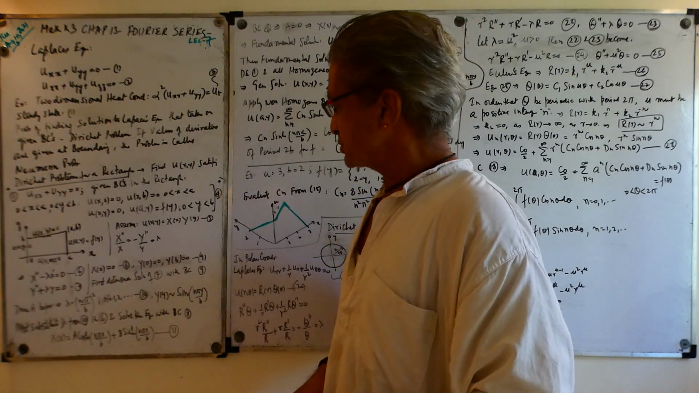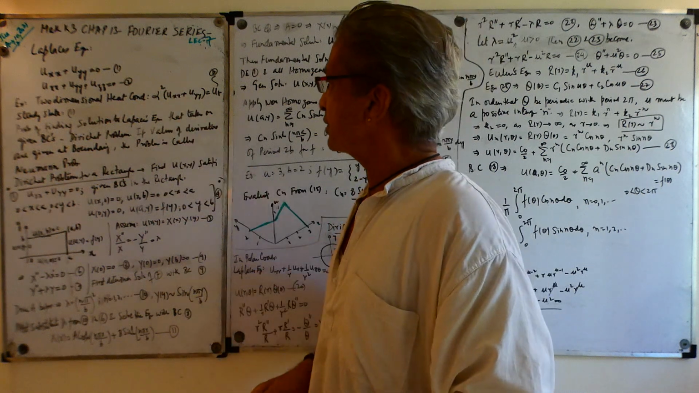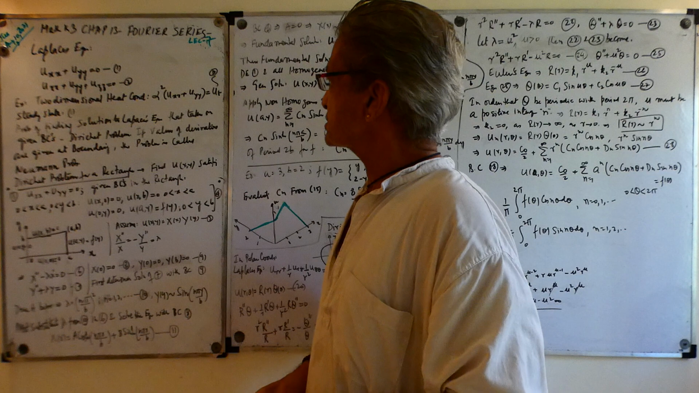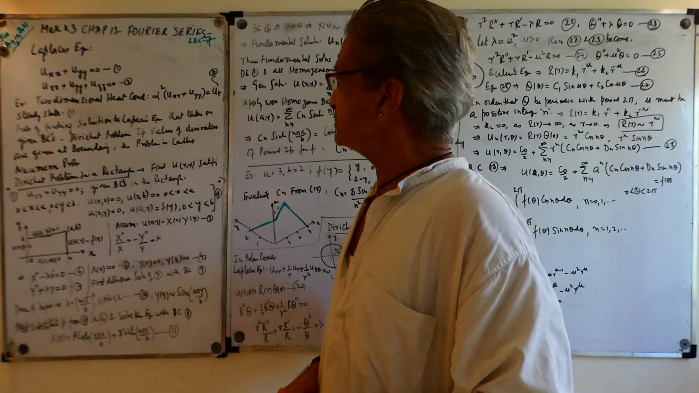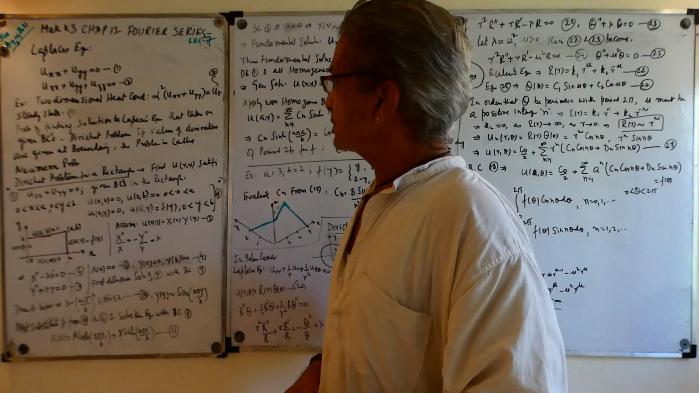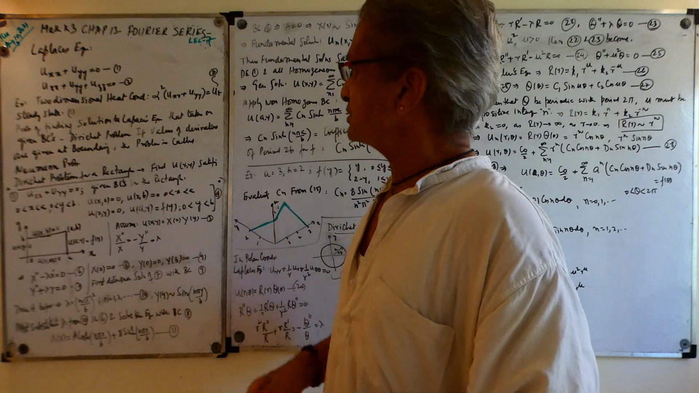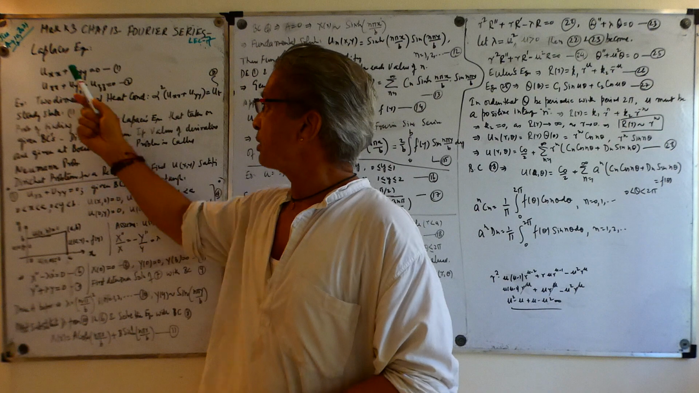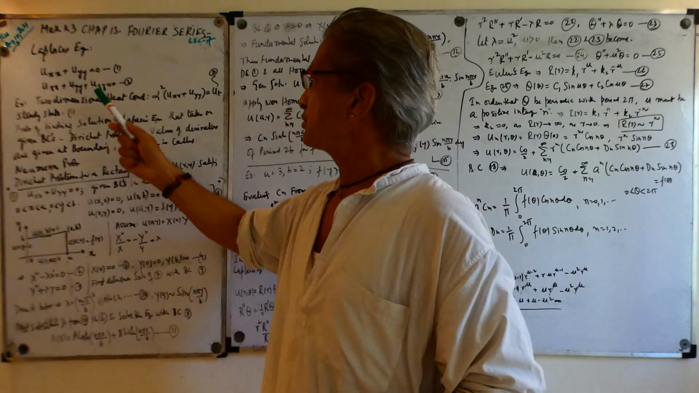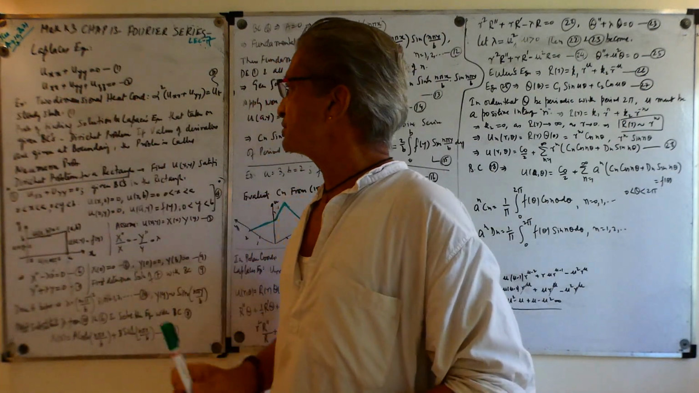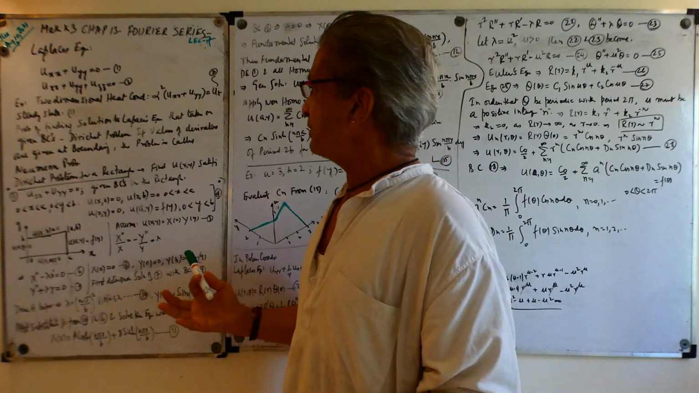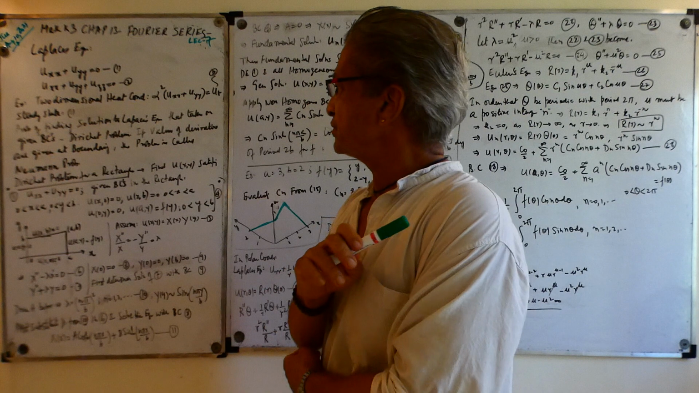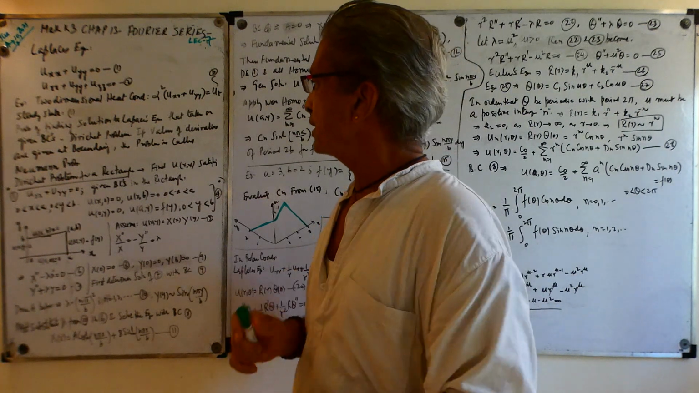Today I'm going to do Laplace's equation, which has a lot of uses in physics and engineering. Basically, Laplace's equation in Cartesian coordinates is u_xx plus u_yy equal to zero. This is in two dimensions. And in three dimensions, it's going to be u_xx plus u_yy plus u_zz equal to zero.